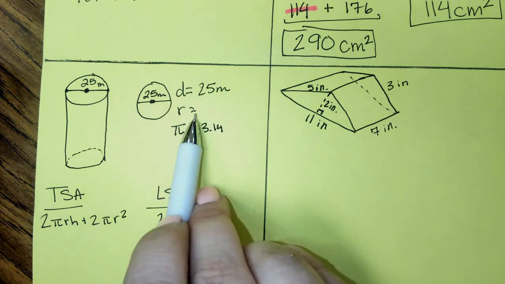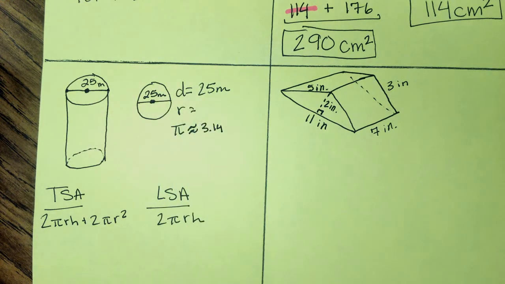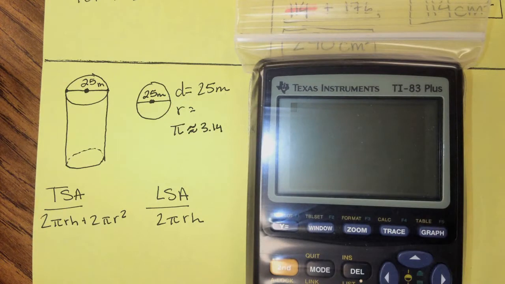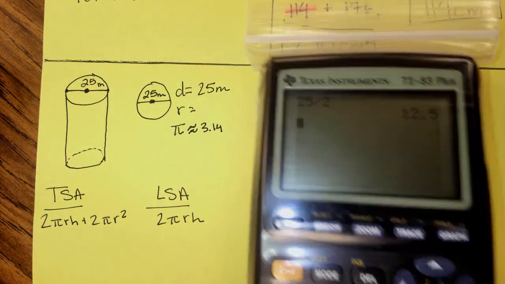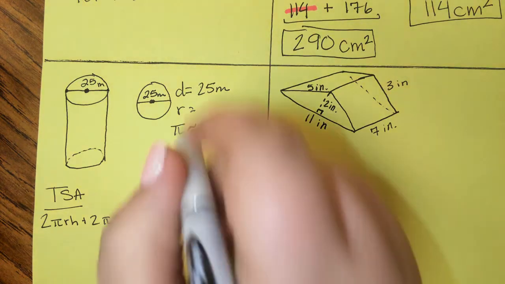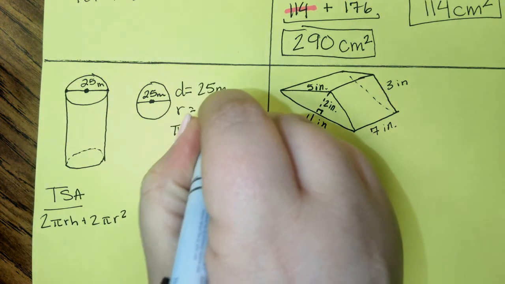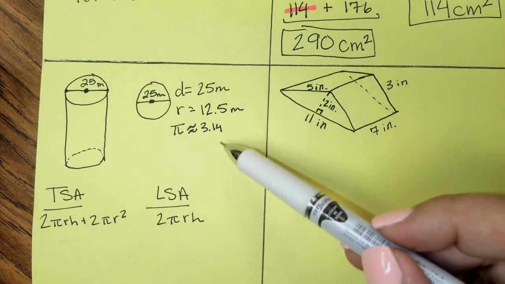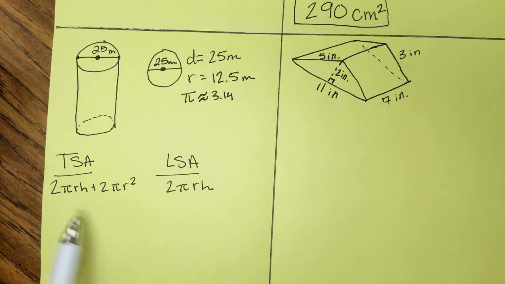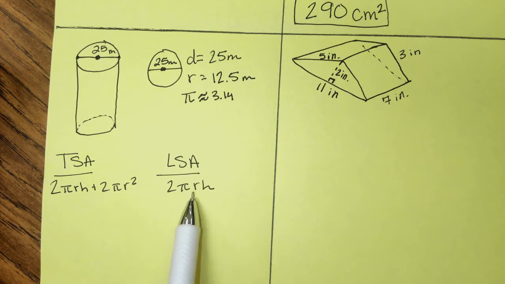To find the radius, we need half of the diameter. So we're taking 25 and cutting it in half, or dividing it by 2. Half of 25 is 12.5. Now I have d, r, and pi. In my formulas, we use pi, r, and h throughout our formulas.